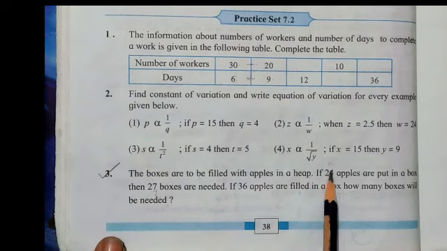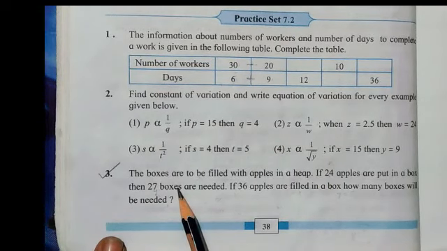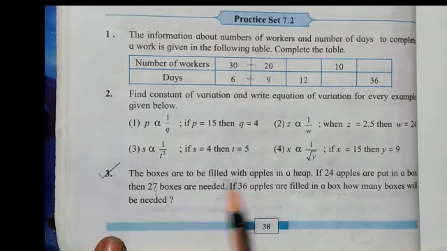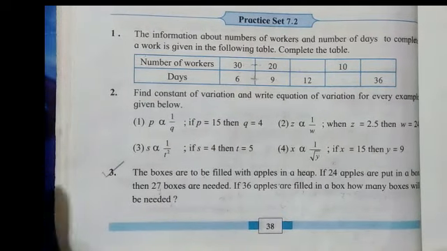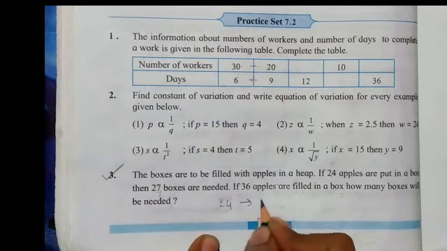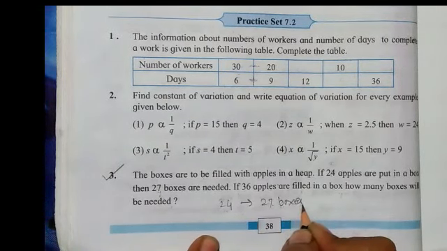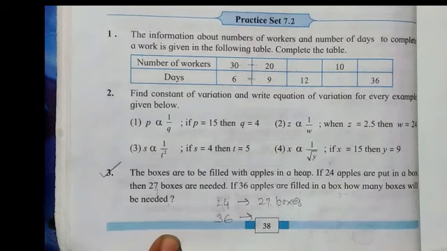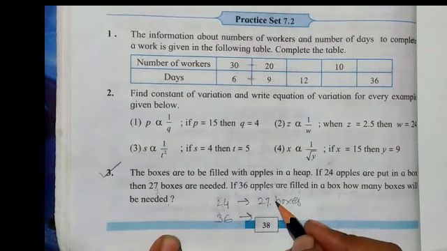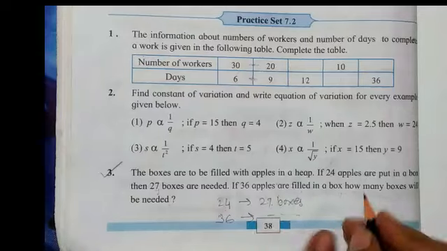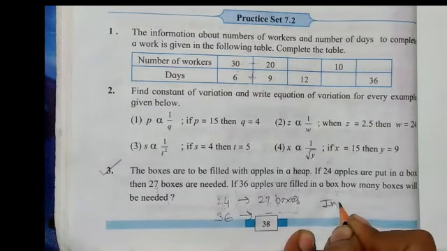It means that if the number of apples increases in one box, then the number of boxes will decrease, right? 24 apples required 27 boxes, right? If we increase the number of apples in a box, instead of 24, if we put 36 apples, then definitely what will happen? The number of boxes will decrease. So this is a sum of inverse variation.